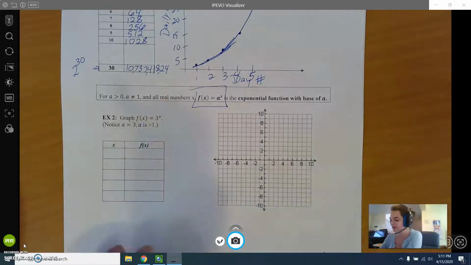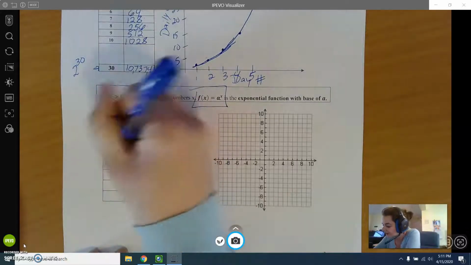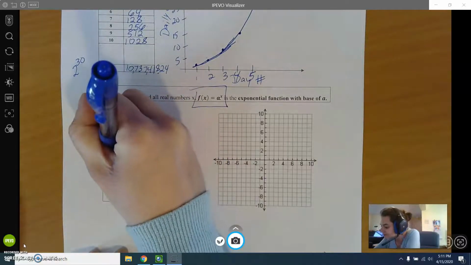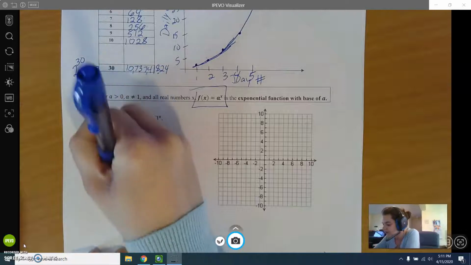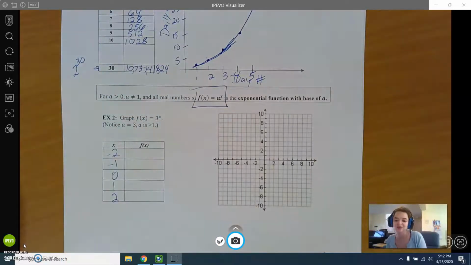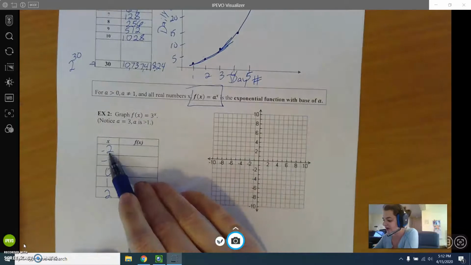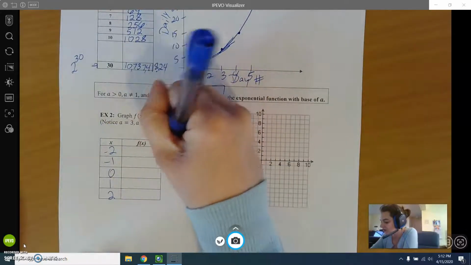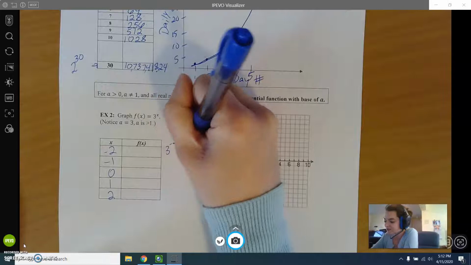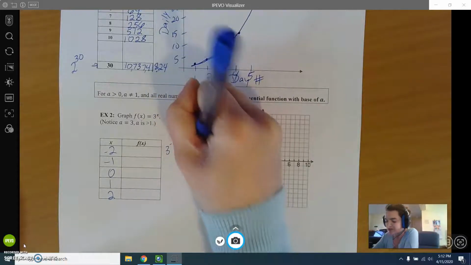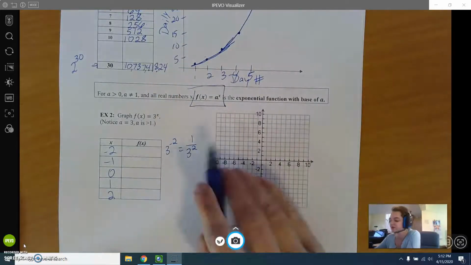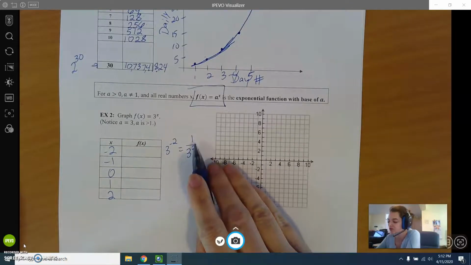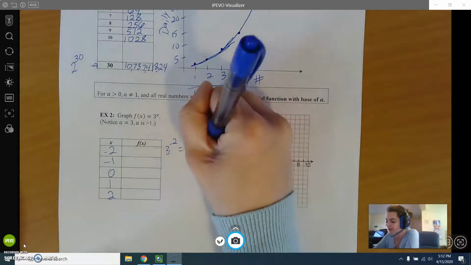So let's try a few, okay? And so let's have x be, how about, let's do -2, -1, 0, 1, and 2, just to give us some negatives, a 0, and some positives, just a nice little spread to see how things go. So if I plug this in, if x is -2, well, 3 to the -2nd is the same thing as 1 over 3 to the 2nd, right? And 3 squared would be 9, so that would be 1/9.